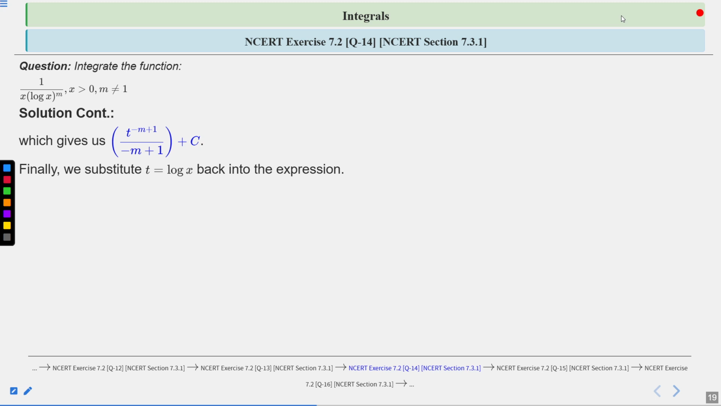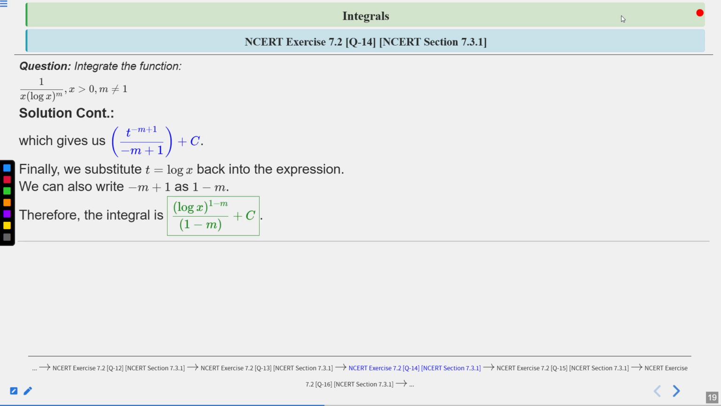Finally, we substitute t is equal to log x back into the expression. We can also write minus m plus 1 as 1 minus m. Therefore, the integral is basically log x to the power 1 minus m upon 1 minus m plus c. This will be the correct integral of the above question. Clear? So the correct answer will be log x to the power 1 minus m upon 1 minus m plus c.